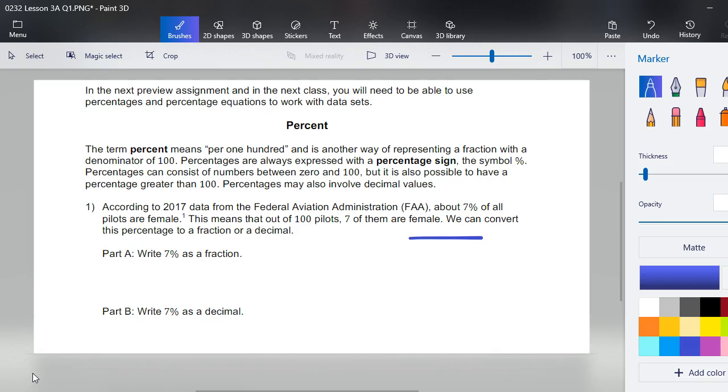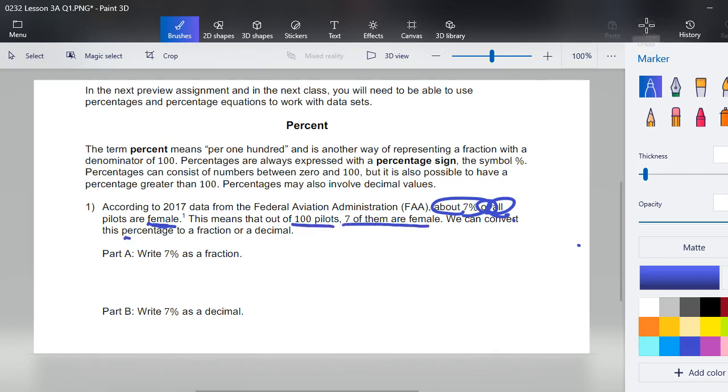Go ahead, hit pause. Complete question number 1 and come back when you're finished. So on question 1, I hope you're still using good skills of underlining, highlighting, touching. In other words, right here, it says, according to the 2017 data from the FAA, about 7% of all pilots are female. Couple of thoughts here. 7% of pilots are female. This means that out of 100 pilots, 7 are female.